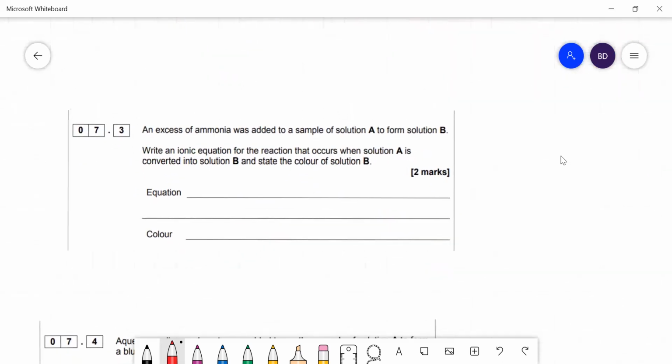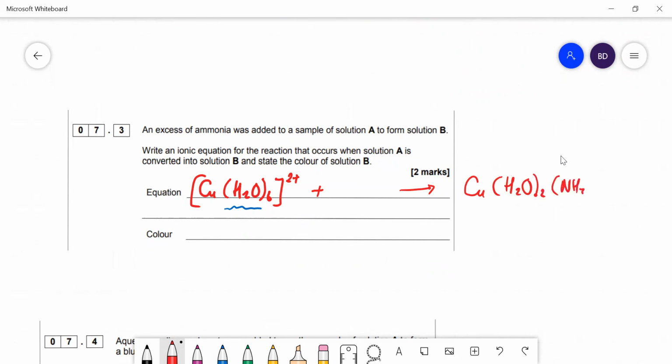7.3. An excess of ammonia is added to the sample of solution A to form solution B. So all that's going to happen there is the copper hexaaqua ion, you're going to get a ligand exchange reaction. If you had a little bit of ammonia, then the ammonia will just pull protons off the water ligands and you get the precipitate. If you have an excess, you replace 4 of the waters, and you just have to remember that. I don't know why it's not 6, but it's not. You only replace 4 of them. So 2 waters remain behind, and you've got 4 ammonias as ligands. And of course, the charge on the complex will still be 2+. We're going to need 4 NH3 there, and we are going to make 4 H2Os come off as well.